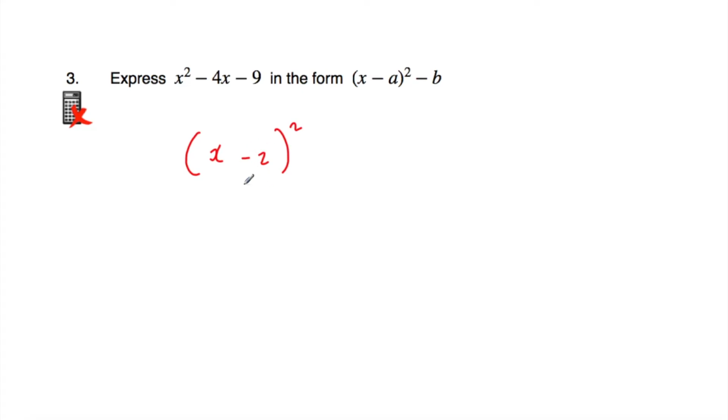Now we're going to square this. Minus 2 times minus 2 is 4, so we're going to take away 4. We always take away what we get when we square this. Minus 2 squared is 4, so we're then just taking away 4. And then we've got our minus 9 on the end. Minus 4 take away 9 would be minus 13, so the answer would be (x minus 2) squared minus 13. And that's it. We've written it in the form that we've been asked to, so we've done completing the square to that quadratic.